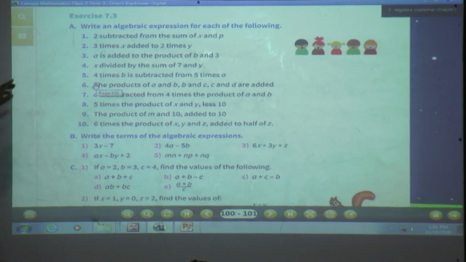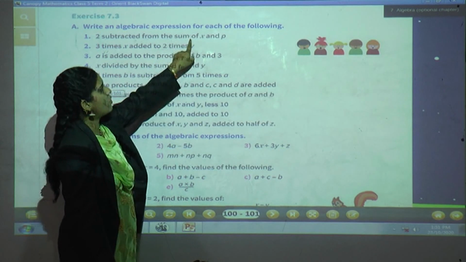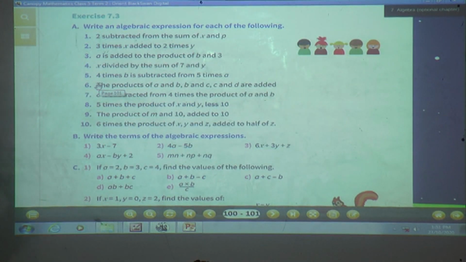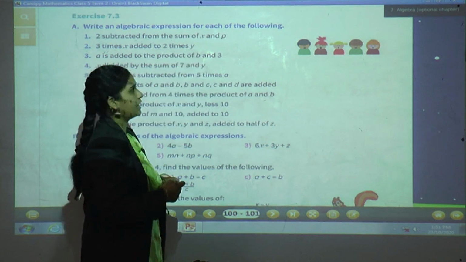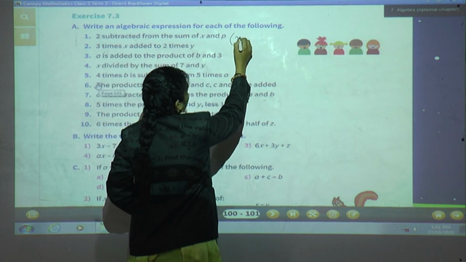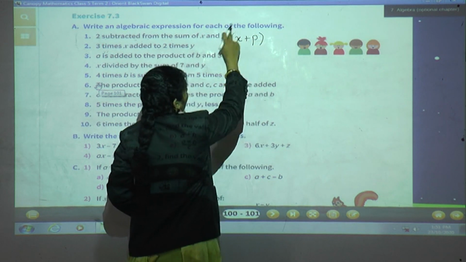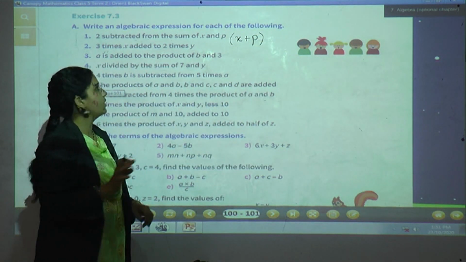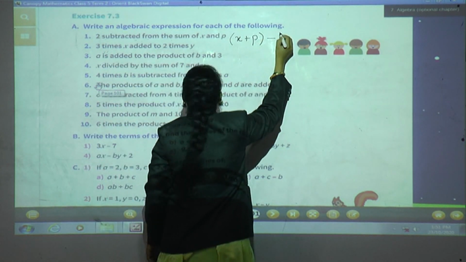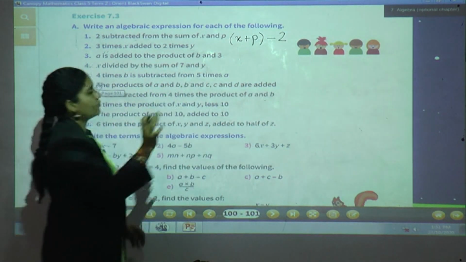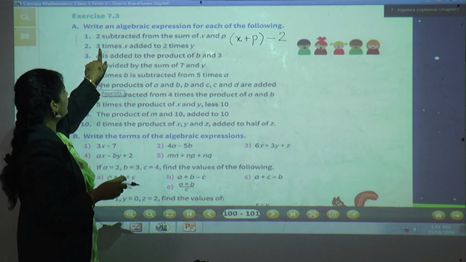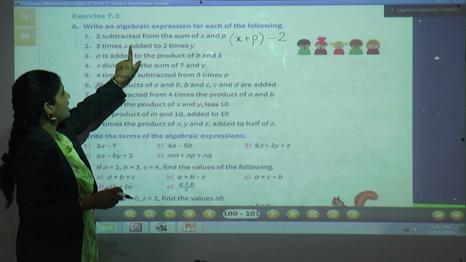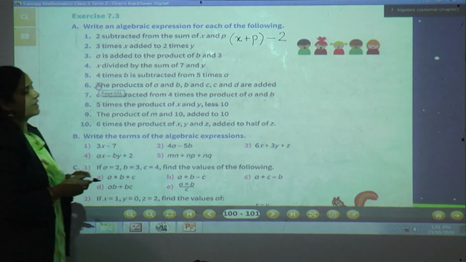Here, students, the first one: 2 subtracted from the sum of x and p. In the previous exercise also we solved some like this. Here, 2 subtracted from the sum of x and p. Sum of x and p. First we are doing the sum, so here the bracket will come, and then the subtraction, that means 2 subtracted from the sum of x and p.